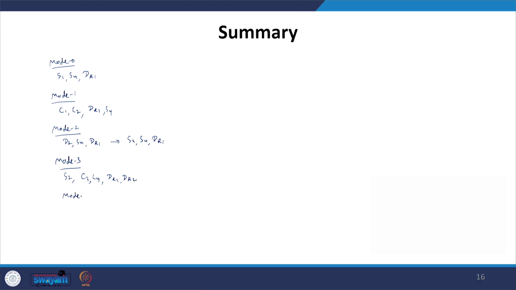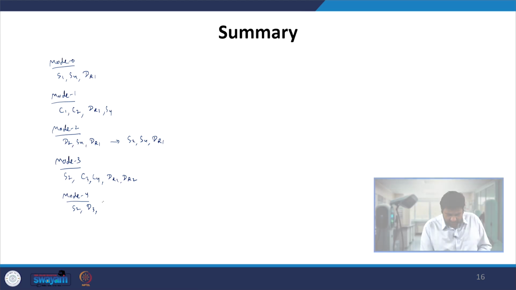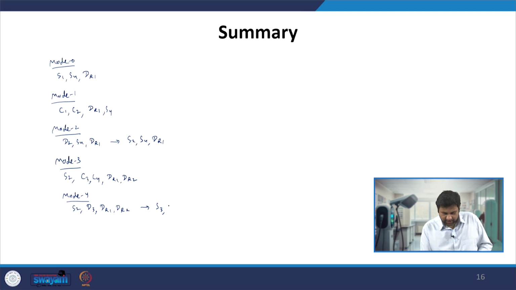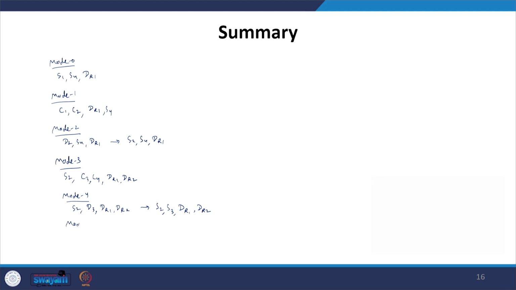Then comes my mode 4. In mode 4, my C3 is completely discharged. So D3 is conducting, and your DR1 and DR2 are conducting. Since my D3 is conducting, somewhere here we can turn on my S3 switch as well. So that's when we can achieve this DR1 and DR2. In mode 5, my S3 and S2 are there. My transformer current keeps falling, going down to 0. So still my S2, S3, DR1, DR2 are conducting.